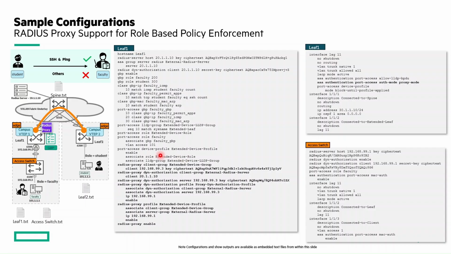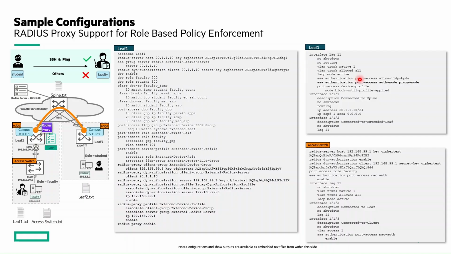Here is the device profile configuration. I have created a device profile, an extended device profile, and associated it with the role and LLDP group. The LLDP group is for identifying access switches and then onboarding them in the radius proxy switch. Only the switches that match the LLDP group will be onboarded in the radius proxy switch.